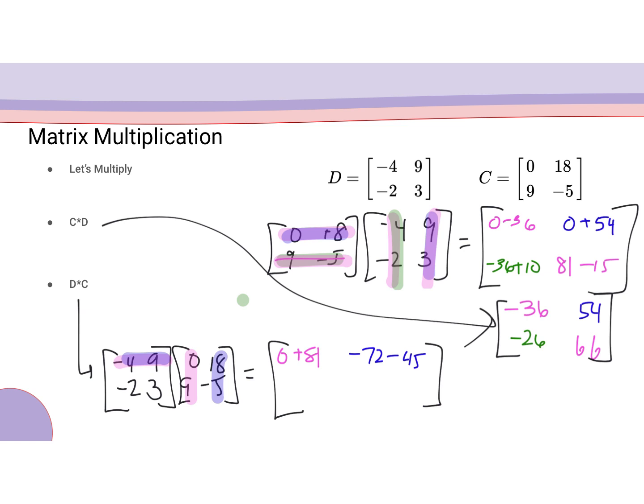We've used up the entire first row, so now we're going to move to the second row. Negative 2, 3 times 0, 9, so that's going to be 0 plus 27. Negative 2, 3 times 8, negative 5 would get me negative 36 and negative 15. So I get 81, negative 1, 17, 27, negative 61.